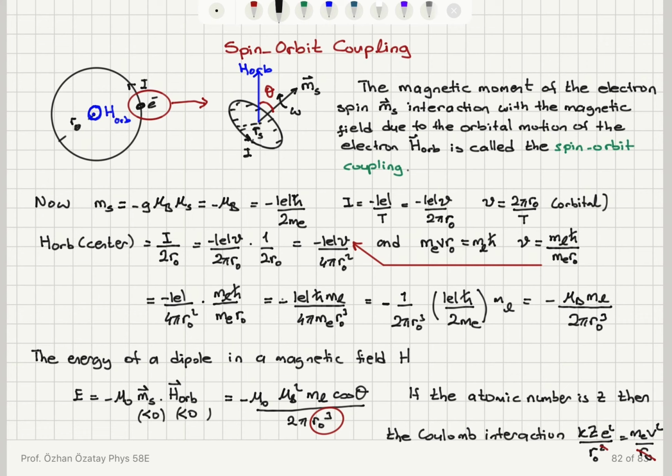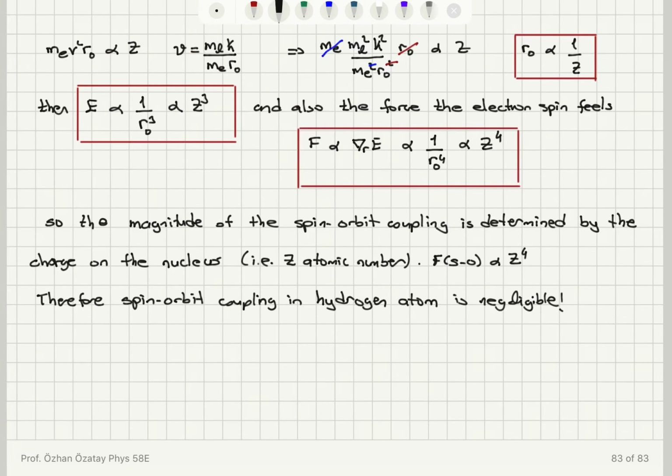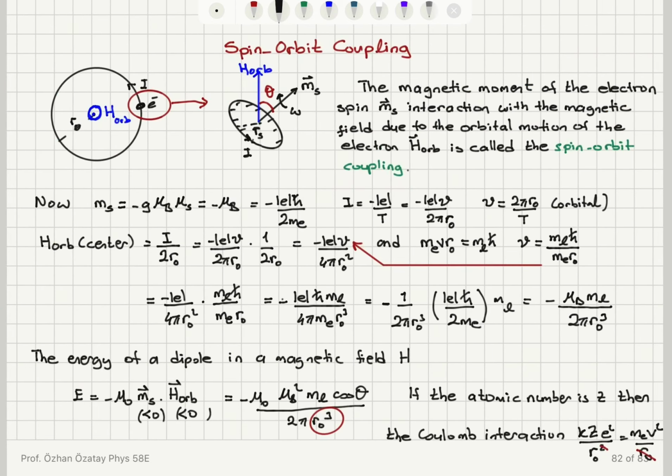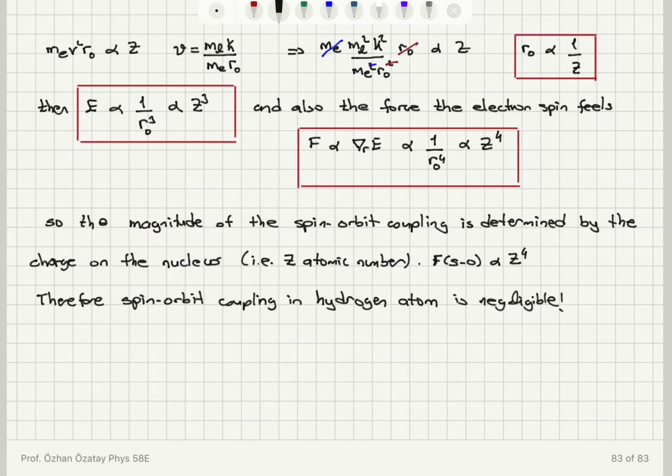And using the Coulomb interaction, I have shown you that the orbit radius is proportional to 1 over Z, because you have v as m sub l h bar over m r0. So by using the quantization of orbital angular momentum, we see that the relationship between r0 and Z is that r0 is proportional to 1 over Z. And since the energy is proportional to 1 over r0 cubed, it's proportional to Z cubed.